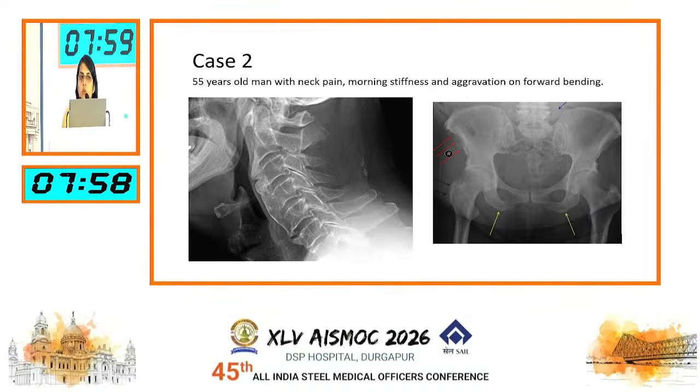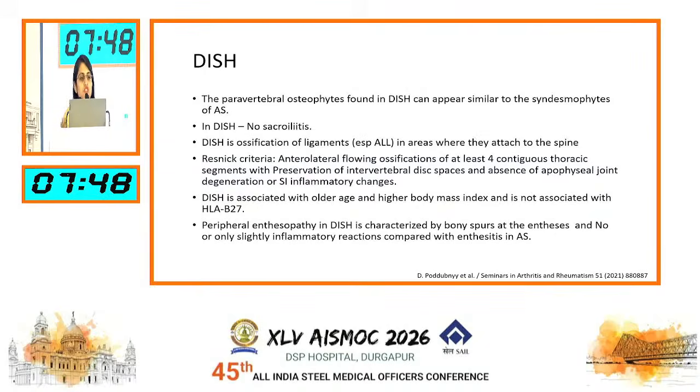Without sacroiliitis, we cannot say a patient has ankylosing spondylitis, whether the patient is HLA-B27 positive or anything else. So this is again a very close mimicry of ankylosing spondylitis. This is DISH. DISH is again a condition in which the patient presents with back pain and neck pain, but no point giving any anti-inflammatories in these. So there is no sacroiliitis.